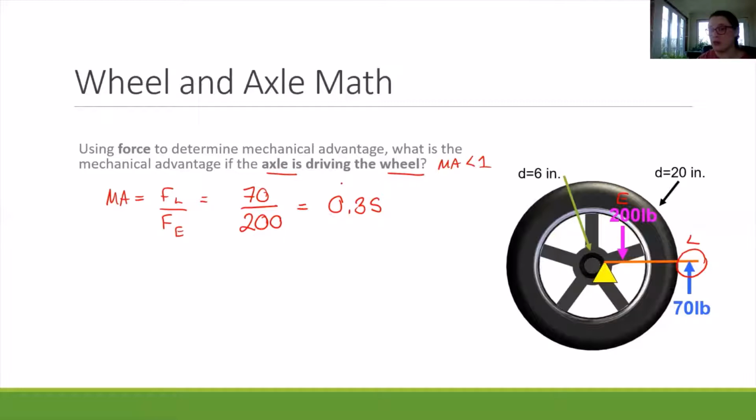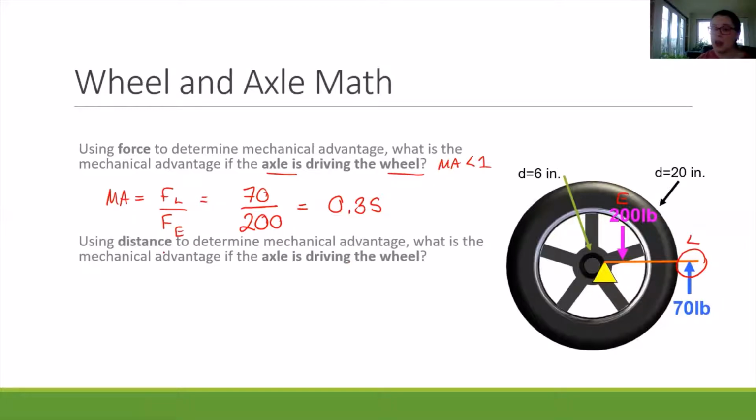So there's not a force advantage, the force is reduced, but there's still a good reason for using that, and it's because it would increase distance. All right, let's use distance to find the mechanical advantage. If we use force, we get the mechanical advantage if we include friction. If we use distance to find mechanical advantage, it's what the ideal mechanical advantage would be because the distance isn't going to change whether there's friction or not.